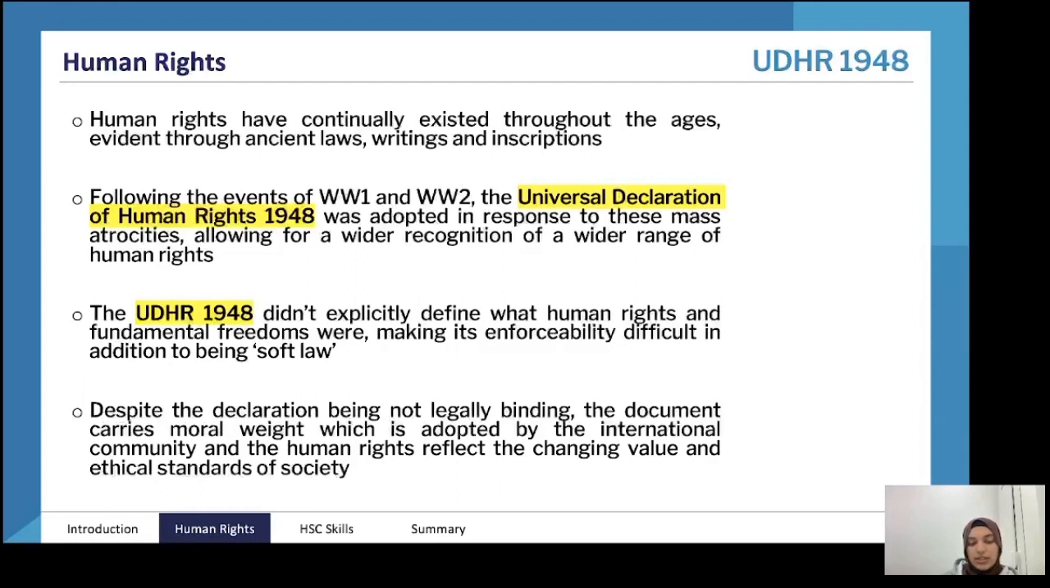The UDHR 1948 didn't explicitly define what human rights and fundamental freedoms were, making its enforceability quite difficult, in addition to being a soft law. So really it was quite difficult because, first of all, there weren't many definitions. Second of all, it's soft law. It's not enforceable. It's not ratified, so you can't really do much. Despite the declaration not being legally binding, the document carries more moral weight. So essentially, you're probably going to be shamed by other countries if you decide to go against it.